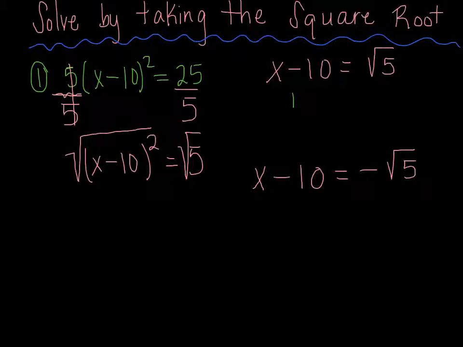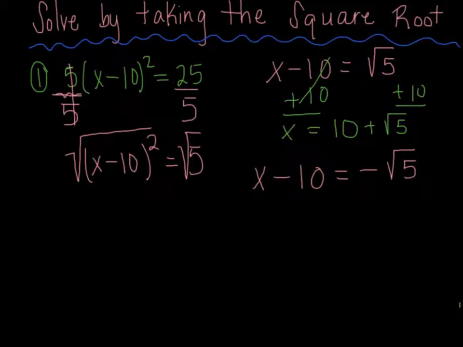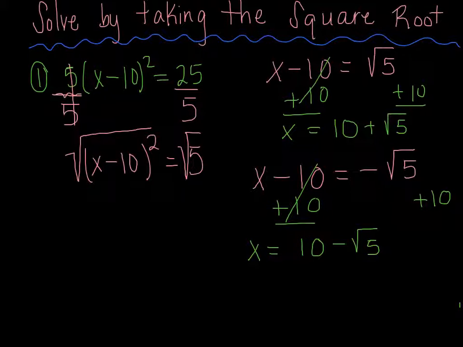So we're going to add 10. Add 10. We're not actually adding 10 to the radical 5 since they're not the same. So you're left with 10 plus radical 5 for the first one. And then we're going to add 10 again to negative radical 5. Again, we're not actually adding them together. So we're left with 10 minus radical 5.